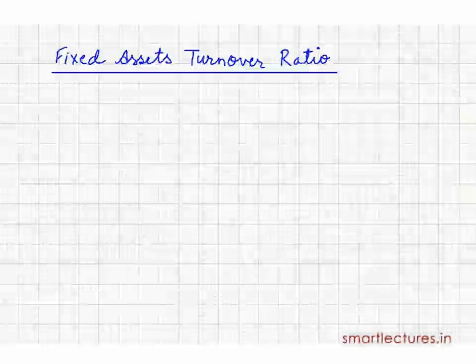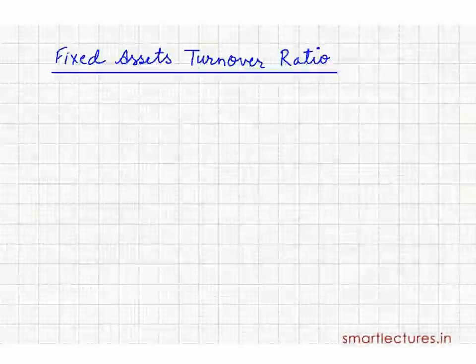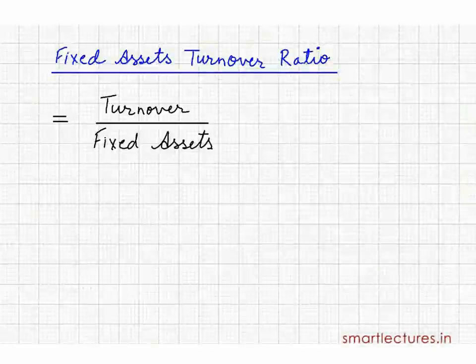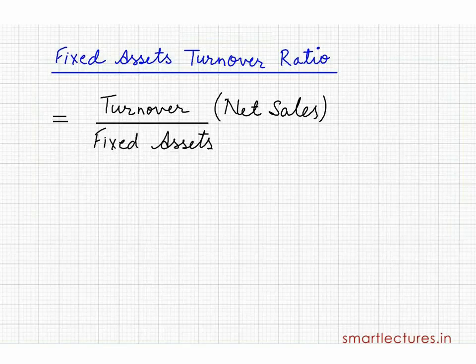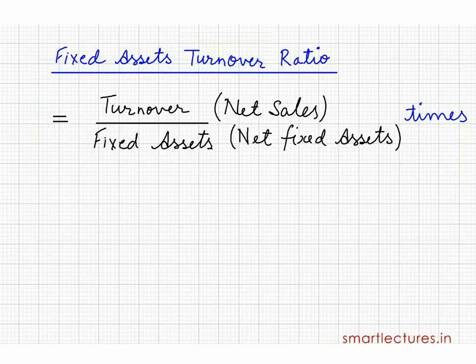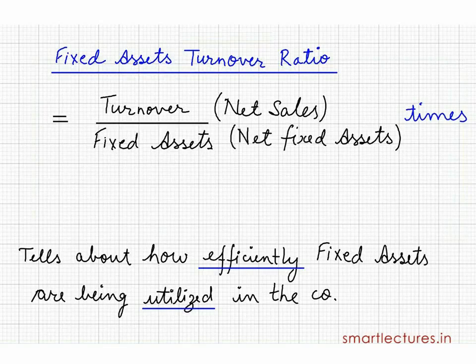Now, fixed assets turnover ratio. It's always equal to turnover upon fixed assets times. Turnover means net sales and fixed assets means net fixed assets. It is always expressed in times, not in ratio, not in percentage. Actually, this ratio tells about how efficiently fixed assets are being utilized in the company.